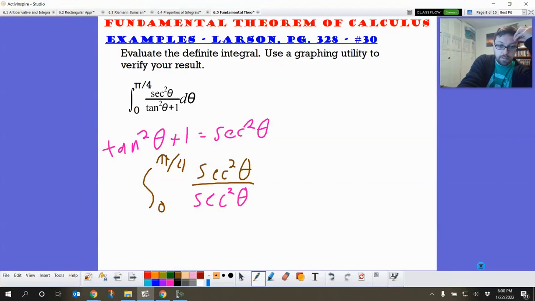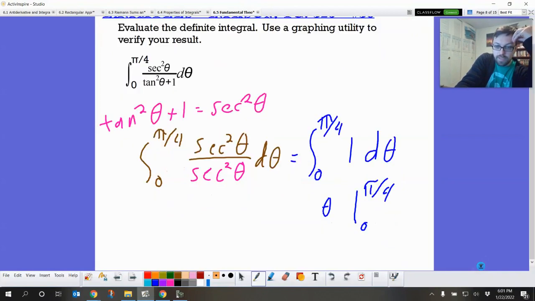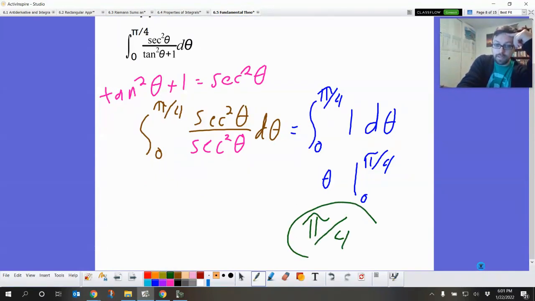Cool. Well, hey, that's just the integral from 0 to pi over 4 of 1 d theta. So I guess the antiderivative will be theta. Neat. From 0 to pi over 4. So then to finish that integration, we have to subtract those two. So that is pi over 4 minus 0. So it's just going to be pi over 4.